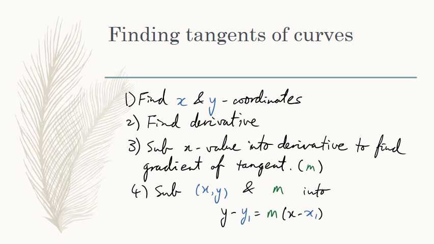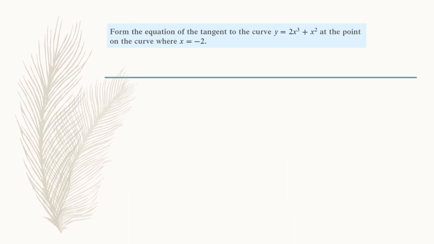So number one, find the x and y coordinates. And then number two, find the derivative. Then substitute the x value into the derivative, and then we sub x and y with the gradient into our normal linear equation to solve it. Now make sure you do it in this particular order, because quite often people forget what values they need to look for. So by doing it in this order, you shouldn't forget. Let's try it out and see what happens.